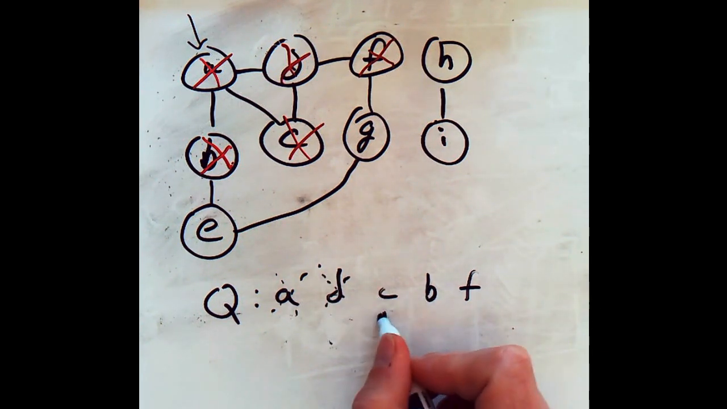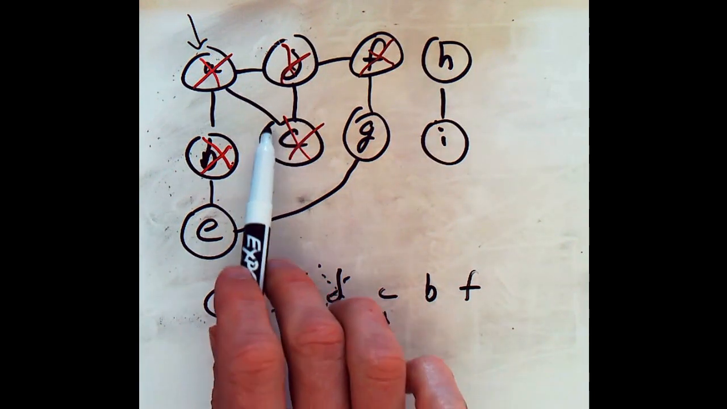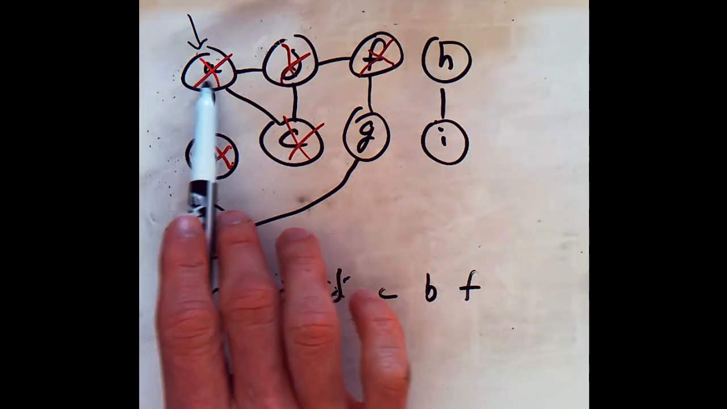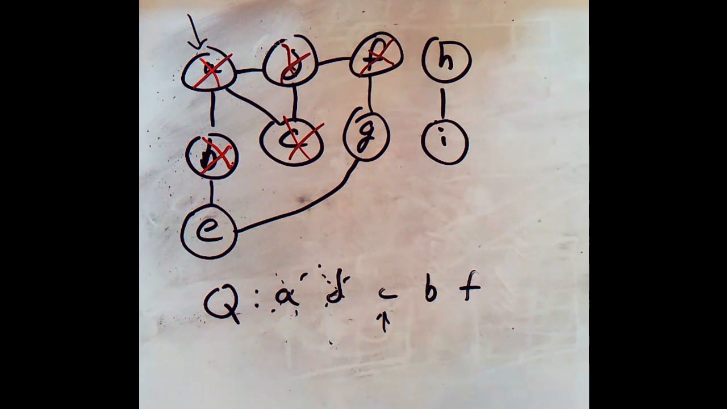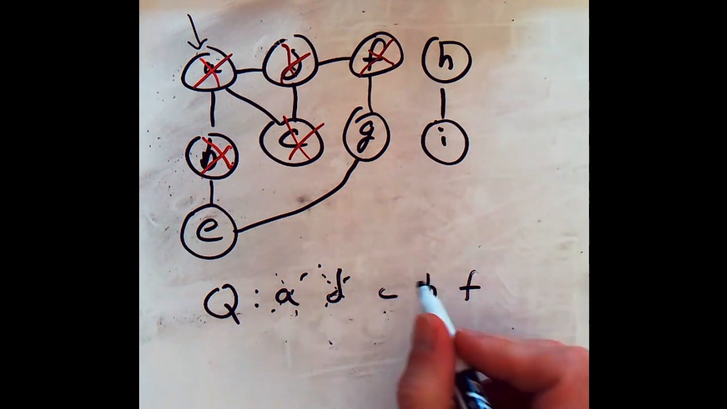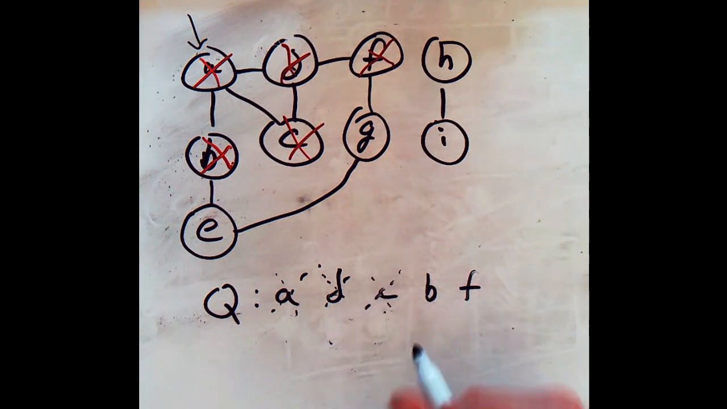We move on to the next item in our queue, C. We're going to repeat the process. We're going to look at everything that C is connected to. A has already been discovered. D has already been discovered. Nothing to do there. Okay, we again remove it from our queue.